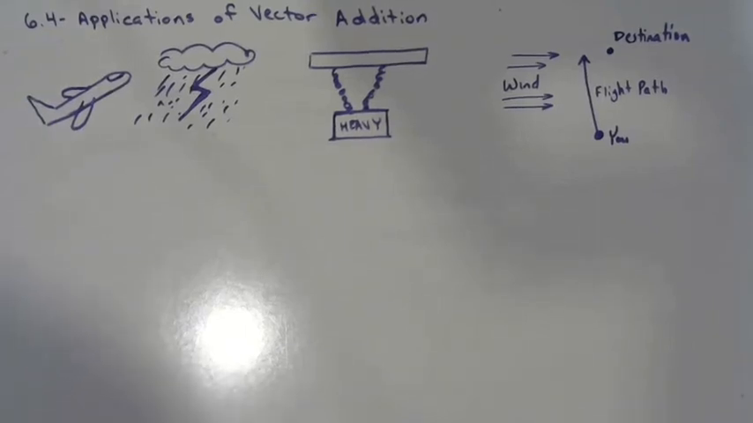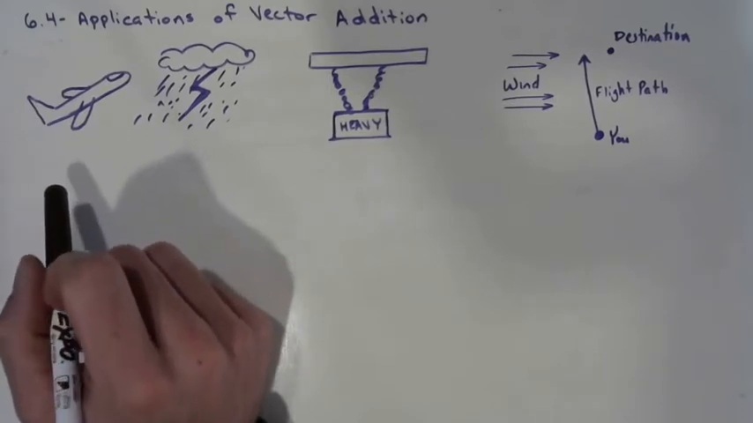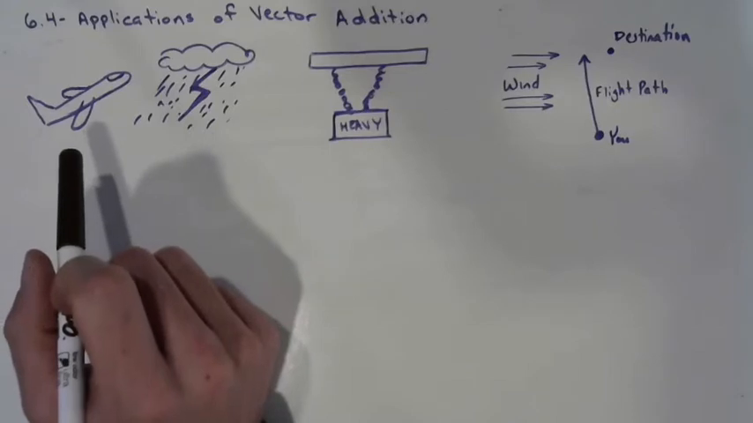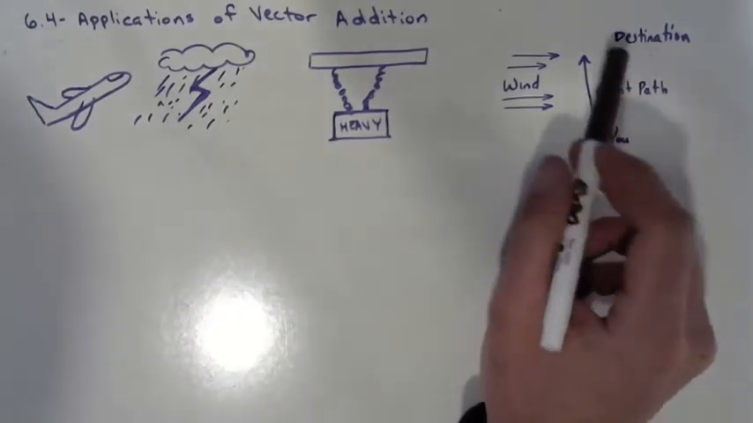Lesson 6.4 is applications of vector addition. So we have a few different applications to consider just as introduction, and you can see these drawings are just so wonderful. If you are a pilot, you might need to calculate how you're going to best steer around dangerous weather, considering the direction and speed of the wind when making flight plans.